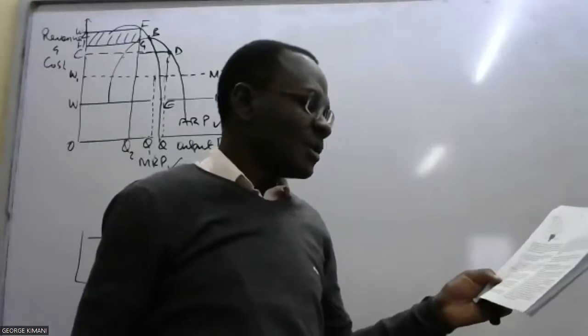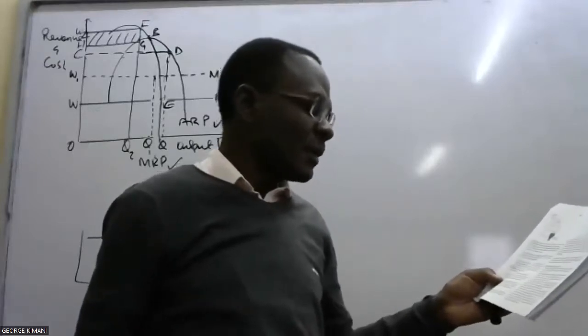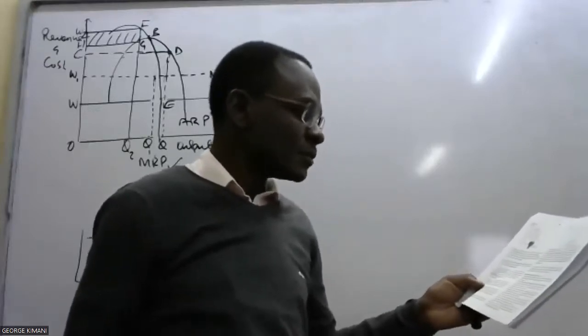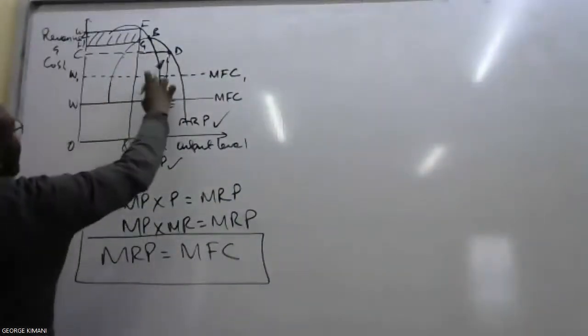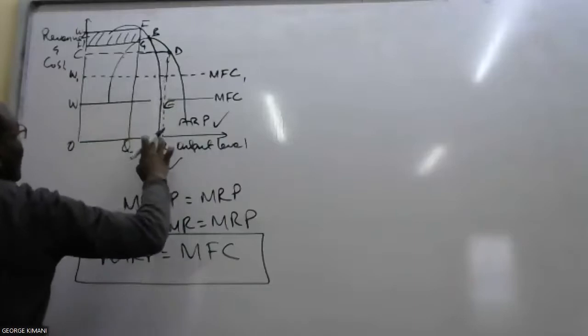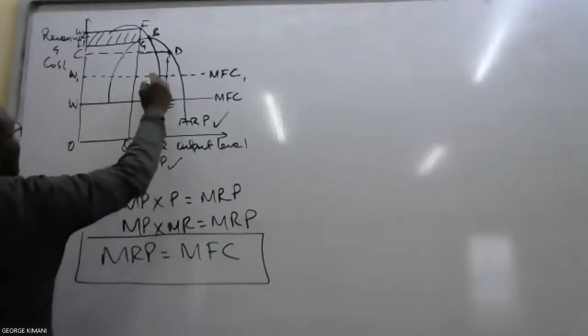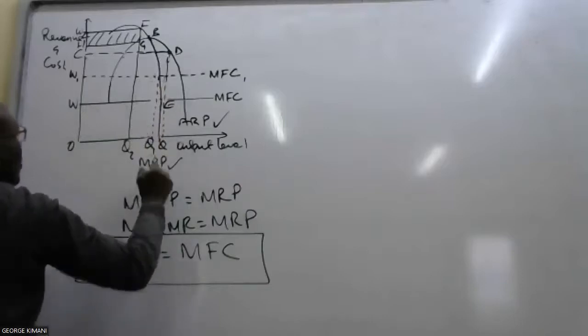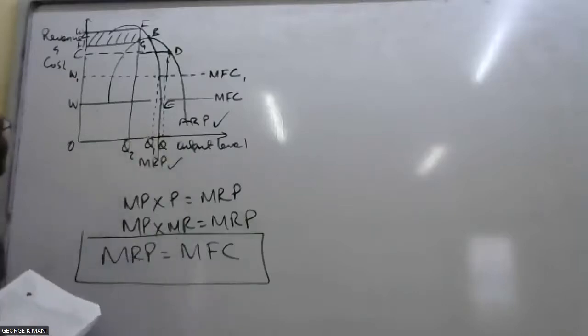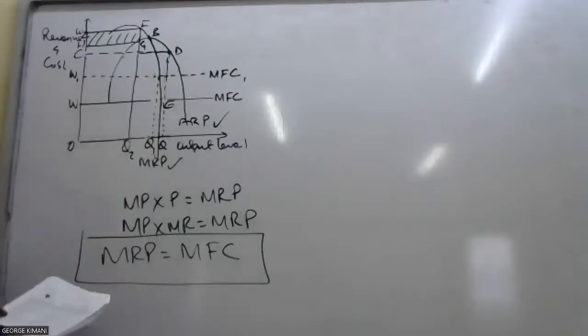At a higher wage rate W1, the firm will employ fewer workers. At wage rate W1, the firm will employ Q1, fewer than the original Q. So at a higher wage rate, the firm will employ fewer workers, Q1.